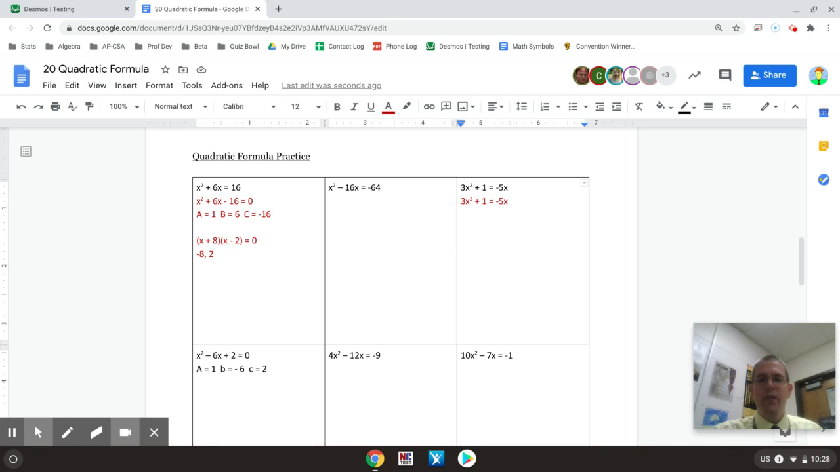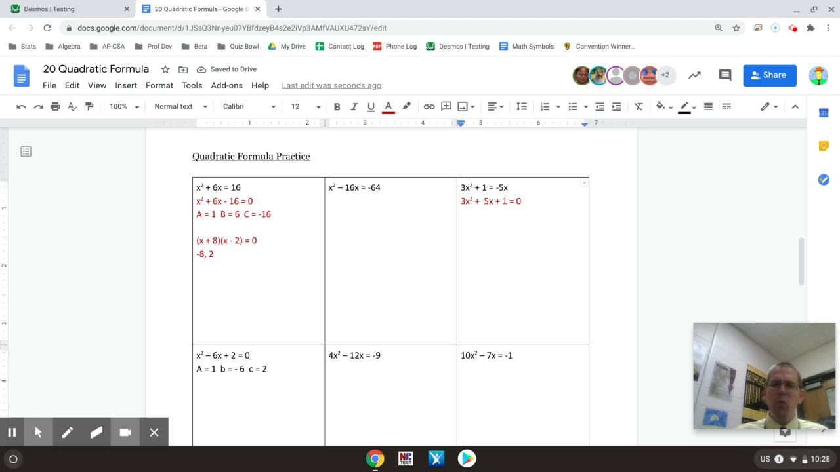Okay, now on this problem, I'm going to go ahead and try the same thing. I need everything on the left side, so it doesn't matter that that's an x over there. I'm just going to add 5x to both sides. And then if I add 5x to minus 5x, that cancels out and gives me a 0. So once the right side is equal to 0, I'm ready to solve.